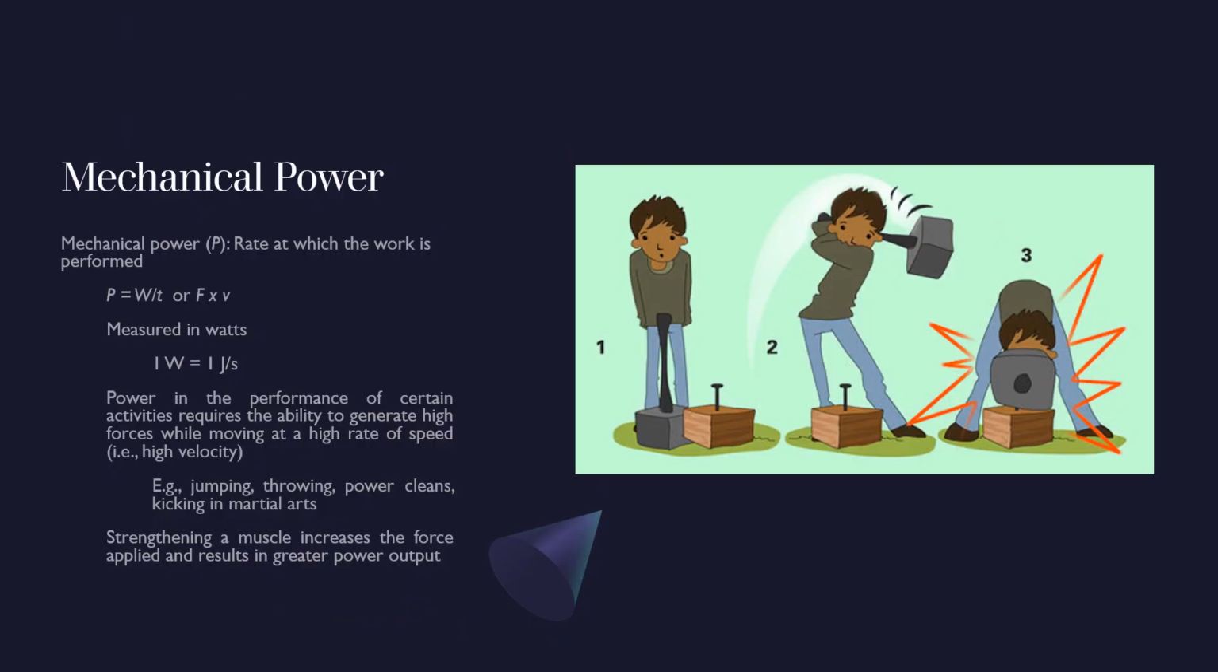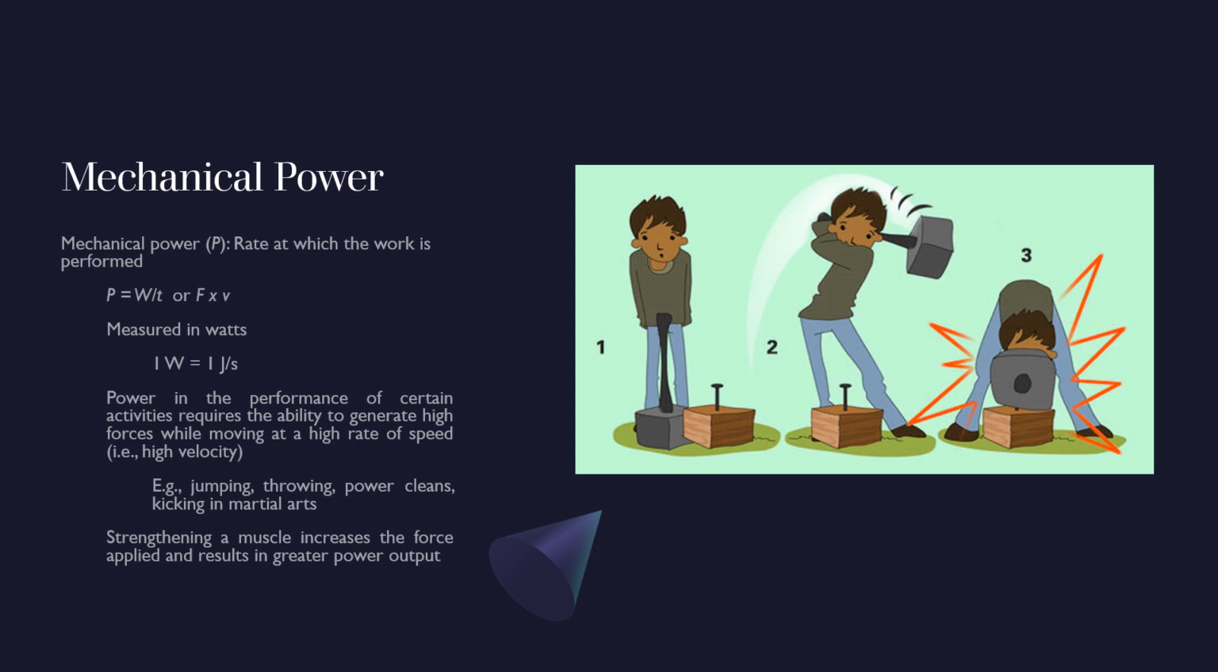Mechanical power refers to the rate at which work is done or energy is transferred in a mechanical system. It measures how quickly or efficiently work is performed or energy is transformed. Power is a crucial concept in understanding the performance and efficiency of machines and mechanical systems. The formula for calculating mechanical power is work divided by time, where power is the rate at which work is done or energy is transferred, measured in watts. Work is the amount of energy transferred or expended, measured in joules, and time is the duration over which the work is done, measured in seconds.